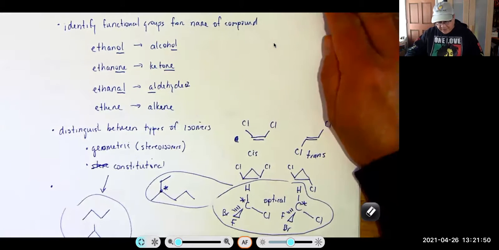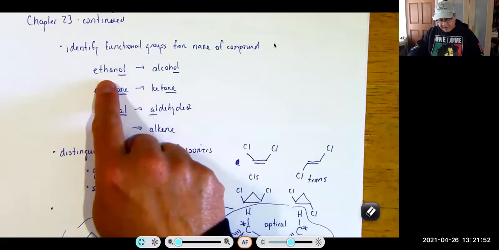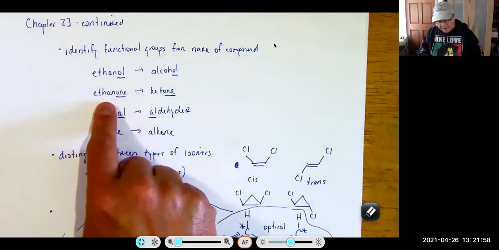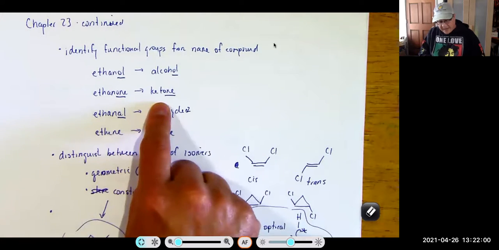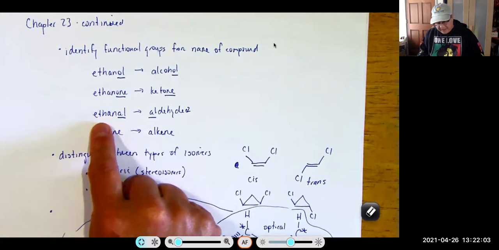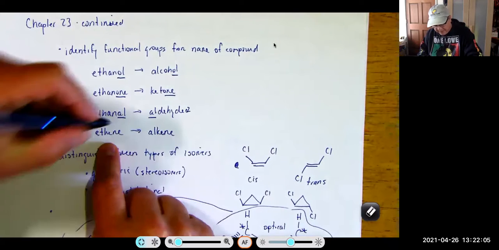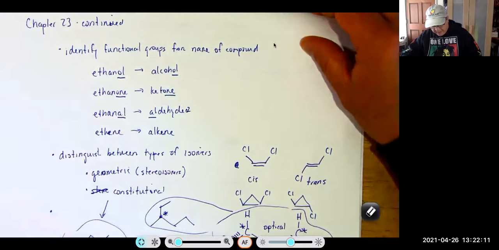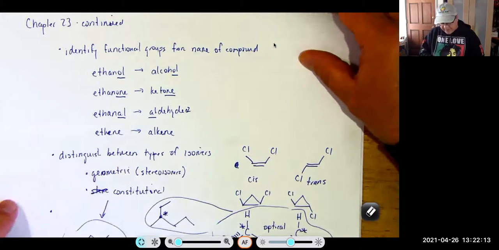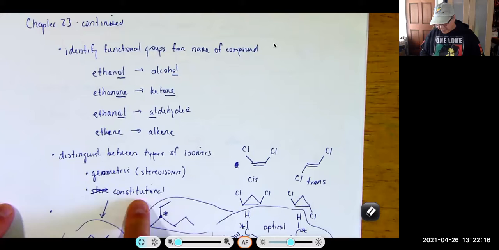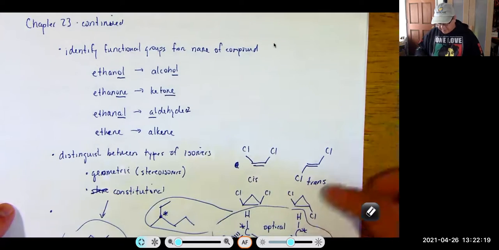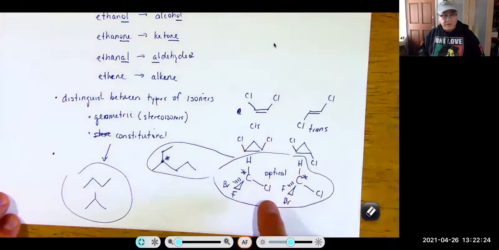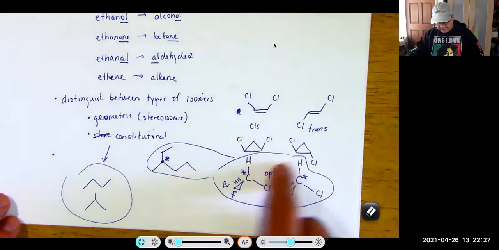Here are some examples. If you look at the word ethanol, which is the name of an organic compound, it is an alcohol. Ethanone, which is a type of organic compound, is a ketone. Ethanal is a type of aldehyde, and ethene is a type of alkene. These are just some examples of being able to identify the functional group from the name. And then we want to distinguish between types of isomers. We basically have constitutional isomers and geometric isomers. Optical isomers are one type of geometric, and cis and trans are another type of geometric. And these are examples of optical isomers, and these are examples of cis and trans.